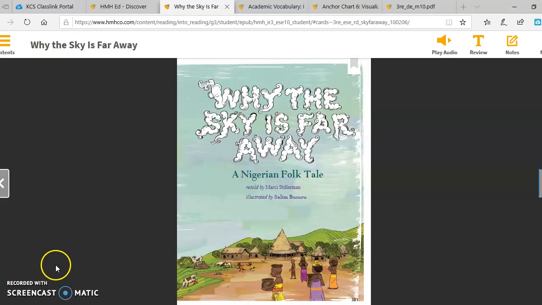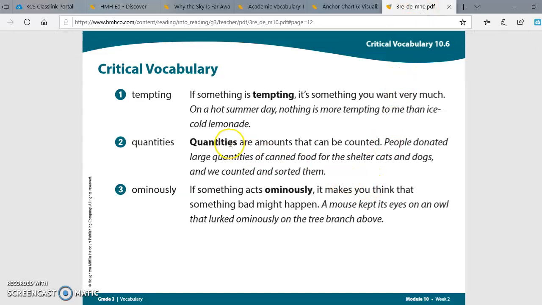But before we begin the story for this week, we need to first review some vocabulary words that we will see within our story to make sure that we are familiar with them as we come upon them. So let's see. Today we only have 3 new vocabulary words. The first one for you is tempting. If something is tempting, it's something you want very much.